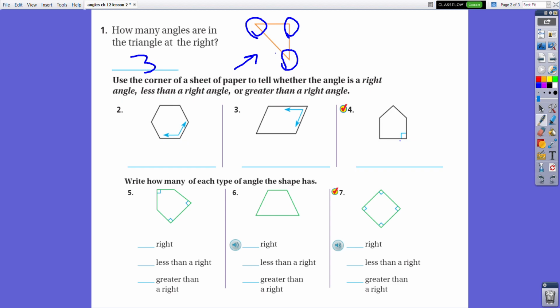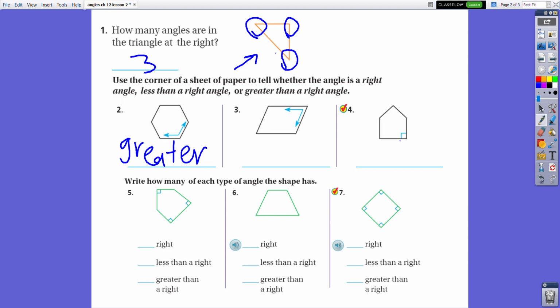So it's greater than, because it's not exactly a right angle. It's not like the corner of a square. It's bigger than a right angle. So greater than a right angle.